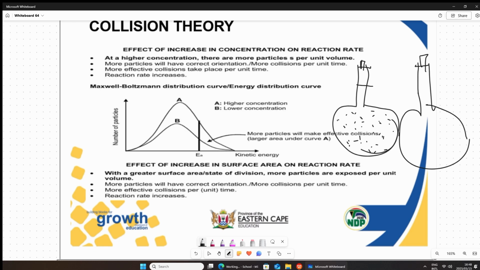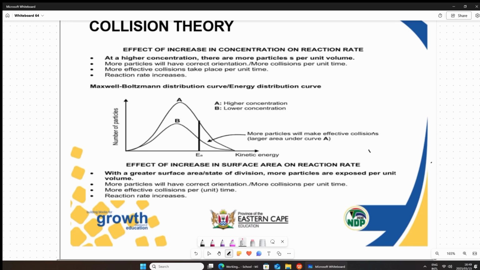However, if it is dilute, it simply means there are fewer particles of the sodium chloride than the solvent, in this case water. Therefore, if you have more particles per unit volume exposed, the reaction rate will be faster. Why? We explain it by saying that with a greater surface area or a greater concentration, more particles are exposed per unit volume. Therefore, more particles will have correct orientation and therefore there are more effective collisions per unit time.